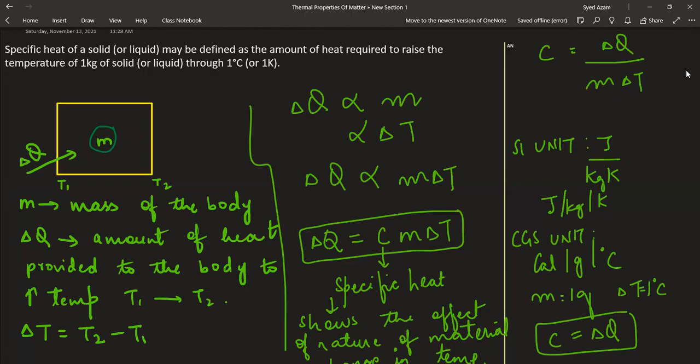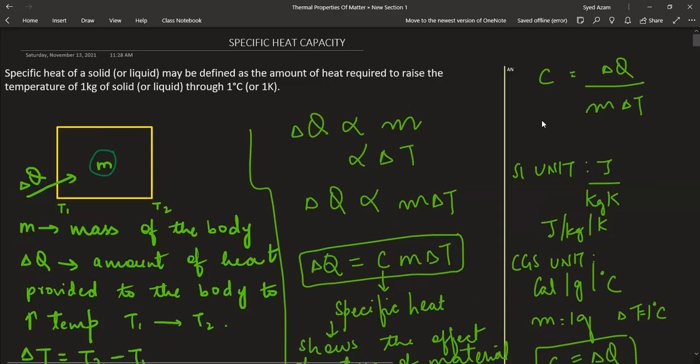Clear? Now let's come to its definition. Now you'll be able to understand. Specific heat of a solid or a liquid may be defined as the amount of heat required to raise the temperature of 1 kg of solid or liquid through 1 degree Celsius or 1 Kelvin. That is the specific heat capacity. So heat is directly proportional to these two things, but the constant that comes is specific heat. So it is basically a material dependent property.